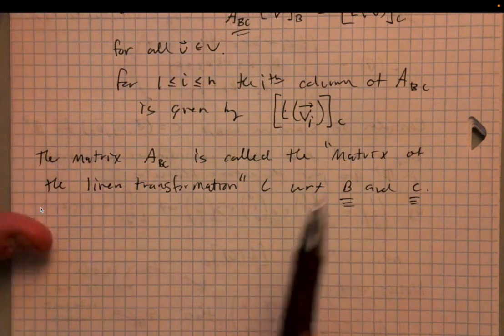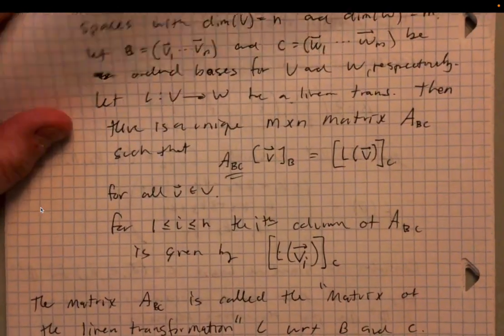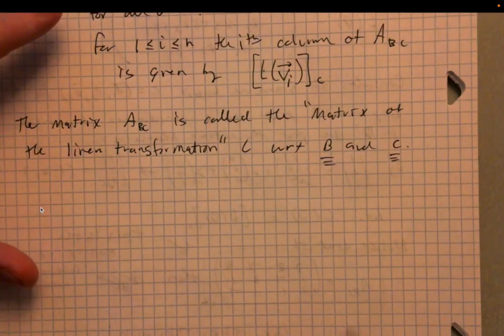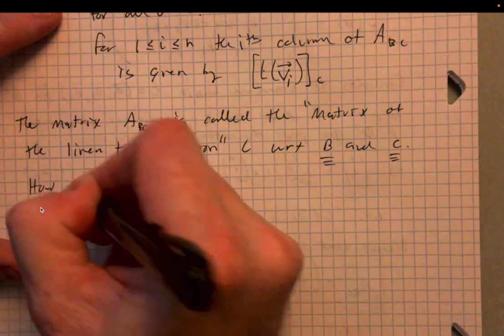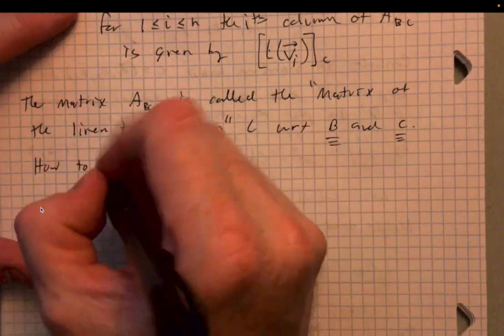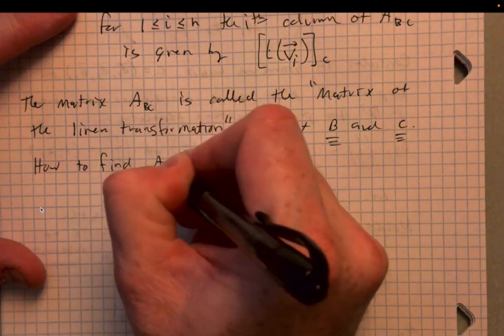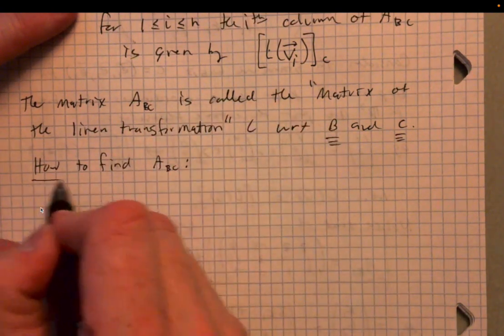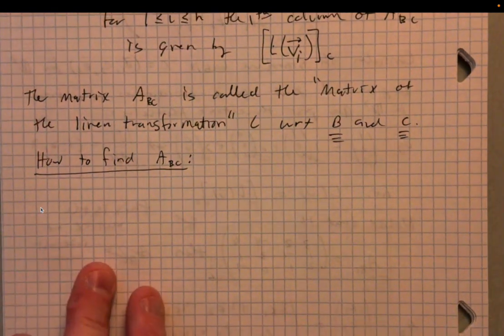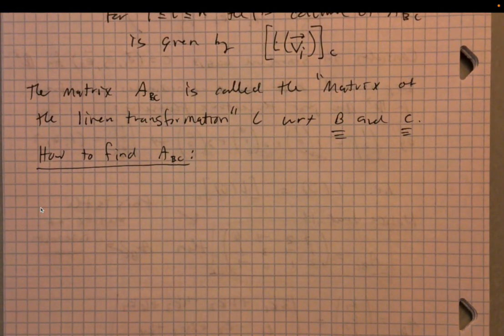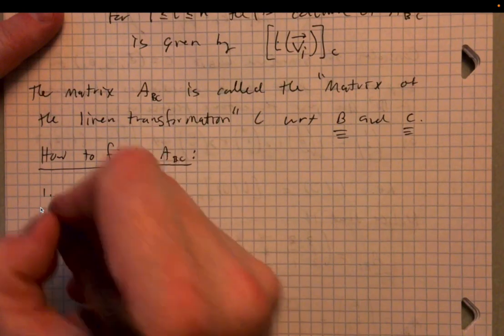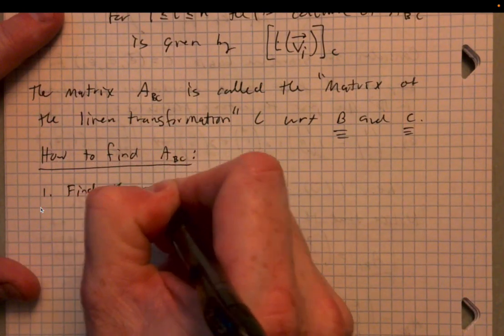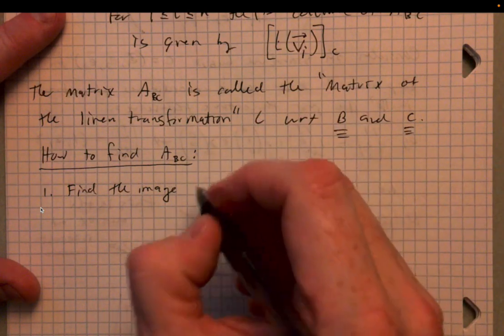So just thinking about what this theorem says, how would we go about finding this matrix A sub BC? We'll spend a lot of time on this in a second. It's one of those things that's frequently easier said than done. It's not always totally trivial to find these, but in theory there's a clear pathway to finding them, and it's basically a two-stepper, right? The first thing is to find the image of each domain basis vector.